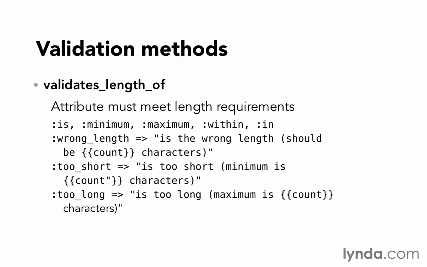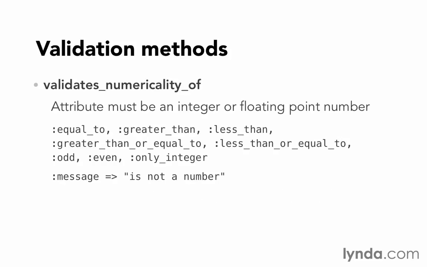We could also pass in minimum if we want to make sure that it's above a certain number, or maximum to ensure that it's below a certain number. You can pass in both minimum and maximum to make sure it's between two numbers, or in that case you can use the shorthand within or in, which is just a synonym for it. You would use the within option followed by a range of values. Instead of a single message for validates length of, there are 3 different message possibilities. One for when you're looking for a precise length, and one for when the value is either too long or too short.